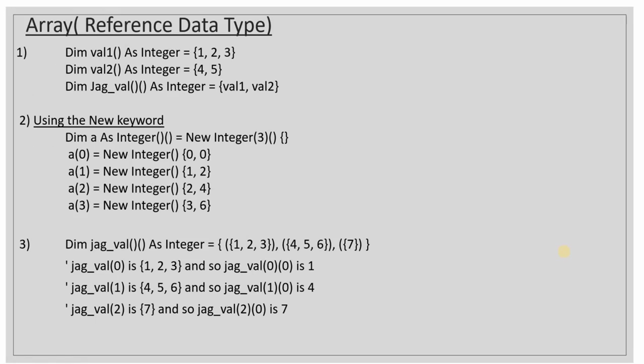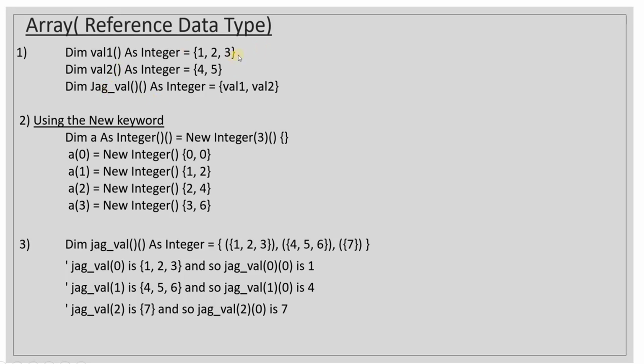Now take an example. Dim val1 as integer 1, 2, 3. I told you that a jagged array is an array of arrays. First, we declare 2 arrays, val1 and val2, with different dimensions. Then in the third line we declare a jagged array, that is jagged val1, jagged array as integer val1 and val2. It means these are arrays and we declare an array of arrays.